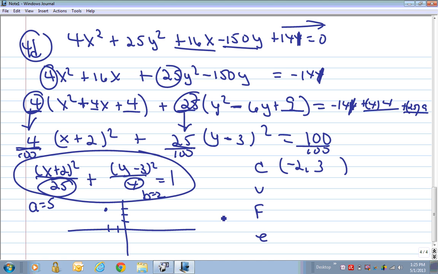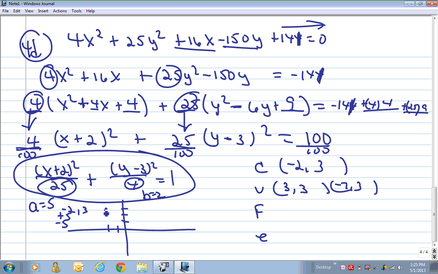So it's going to go right and left. It's going to be a horizontal ellipse, 5 each way. So if this is at negative 2, 3, then you're going to be adding 5 and subtracting 5 from the x value. So negative 2 plus 5 would put me at 3, 3. And negative 2 minus 5 would give me negative 7, 3.